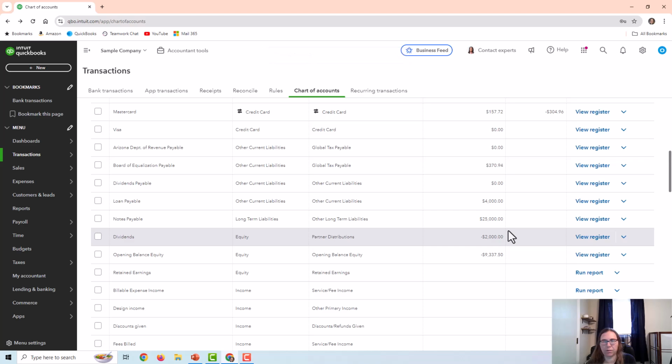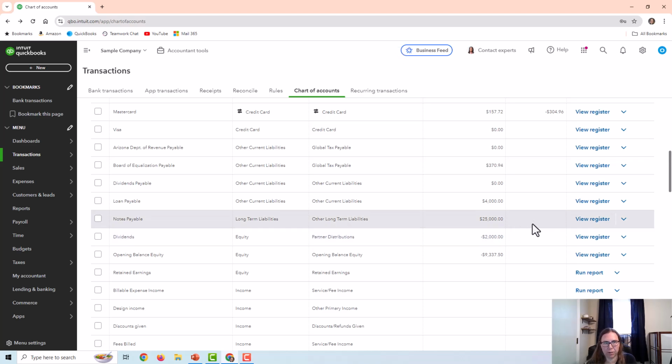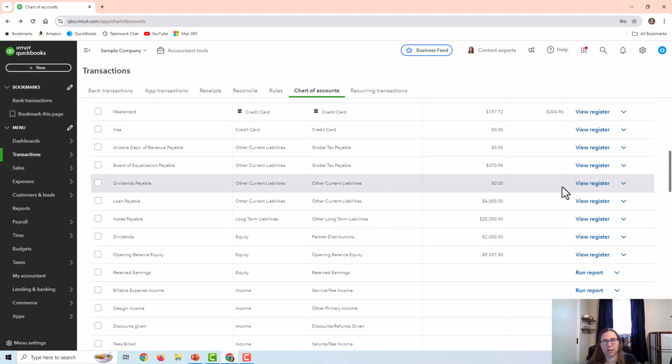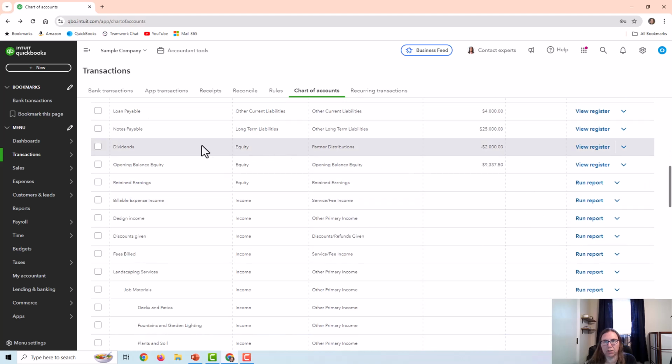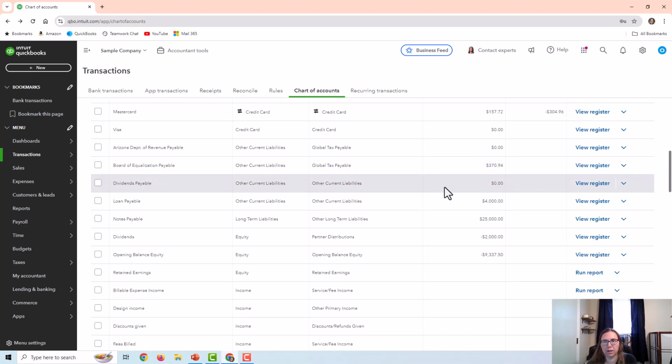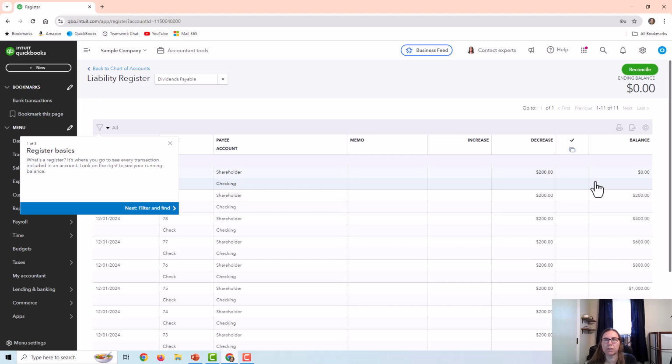Okay, so I entered 10 checks with the category being dividends payable. I did that 10 times, and now let's view the dividends payable register. Notice my dividends equity account has not changed. That balance needs to stay there until year end when taxes are filed, and then that amount can be closed. But the dividends payable account should zero out after the checks were written to the shareholders.